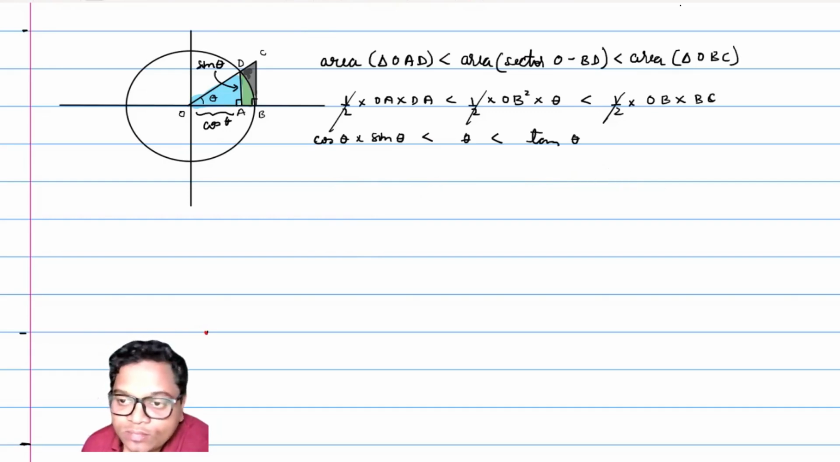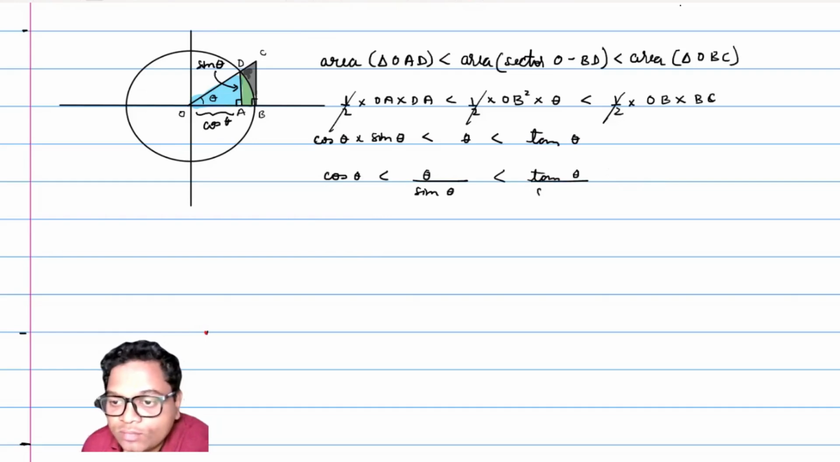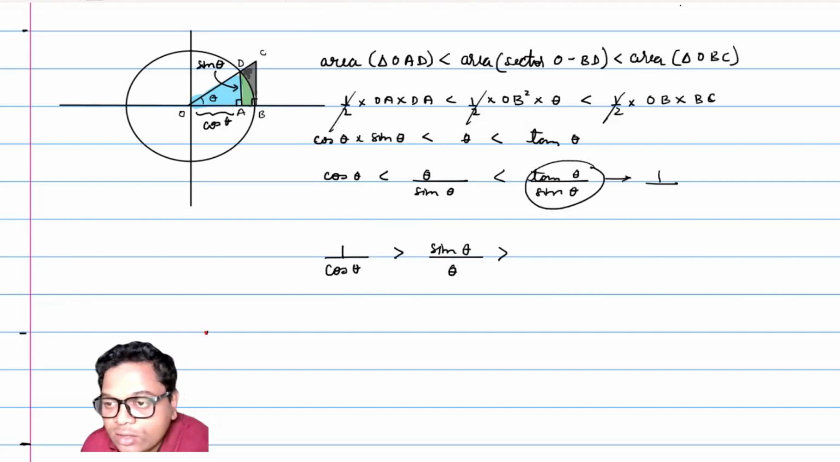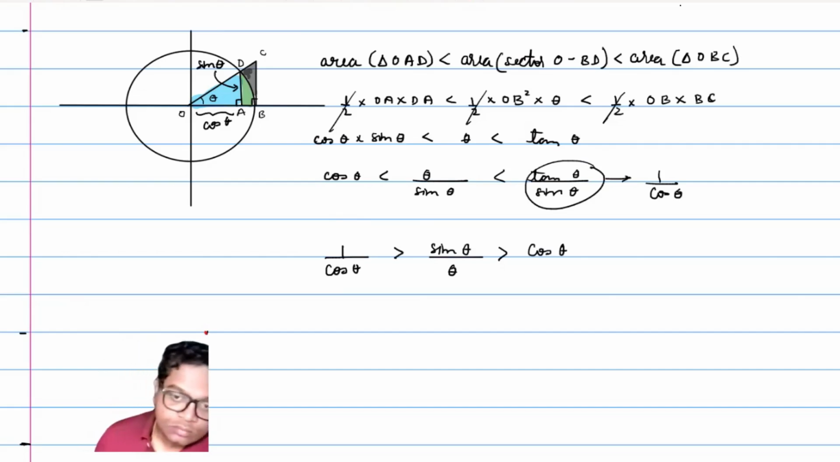This is tan theta. Now we divide by sine everywhere. So you get cos theta less than theta over sine theta, and this is tan theta upon sine theta. And if we take the reciprocal, the inequalities change their sign. So we have 1 upon cos theta, and this is sine theta upon theta. And tan upon sine gives us 1 upon cos. So when we take the reciprocal of this, we just get cos.